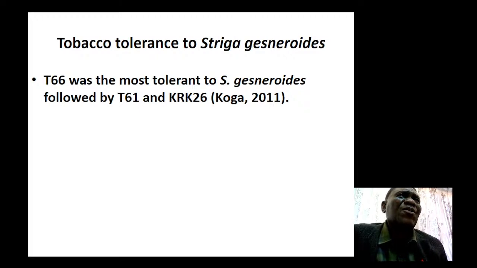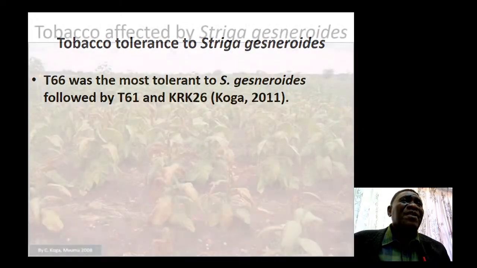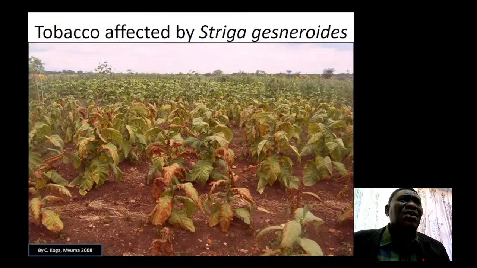Now we move on to tobacco tolerance to Striga gesnerioides. We have T66, which was found to be tolerant to Striga gesnerioides, followed by T61 and KRK26. This was reported by Koga. Well, this is a very susceptible tobacco variety infected with Striga gesnerioides.